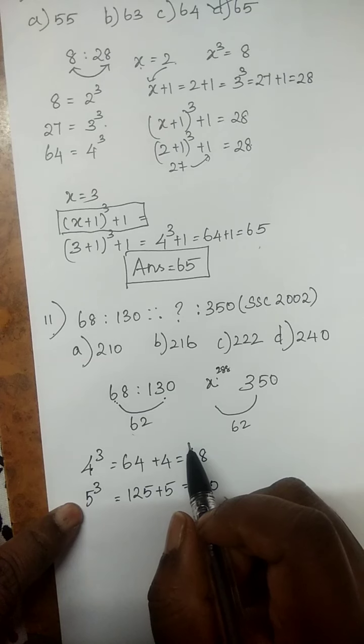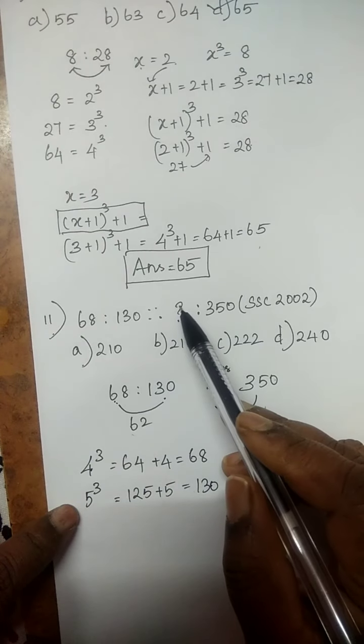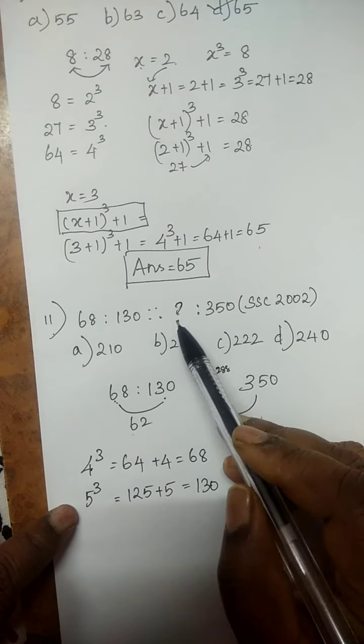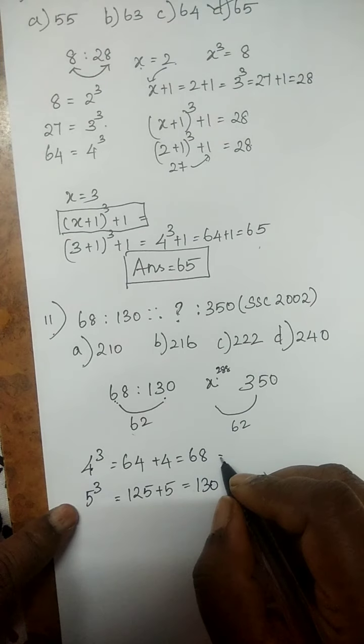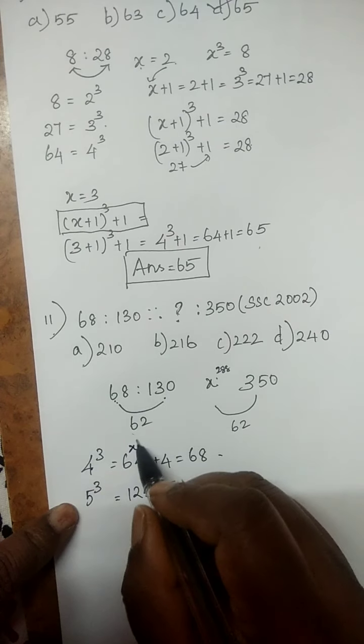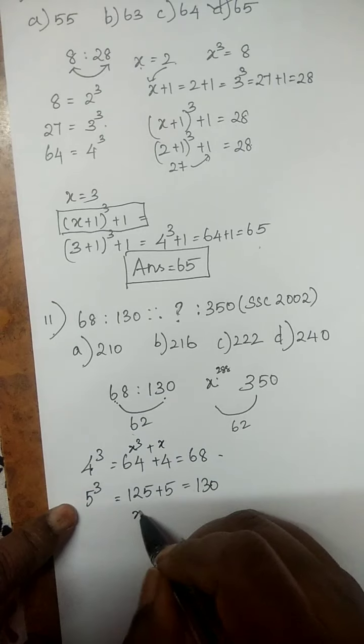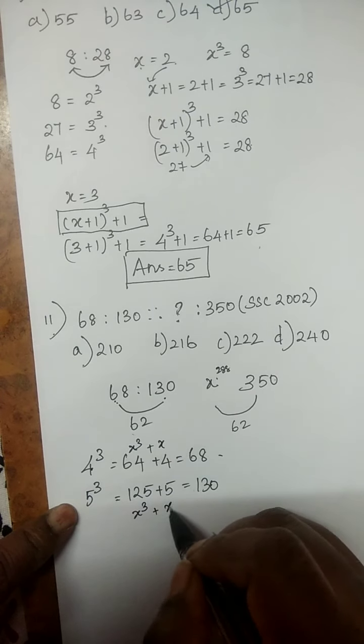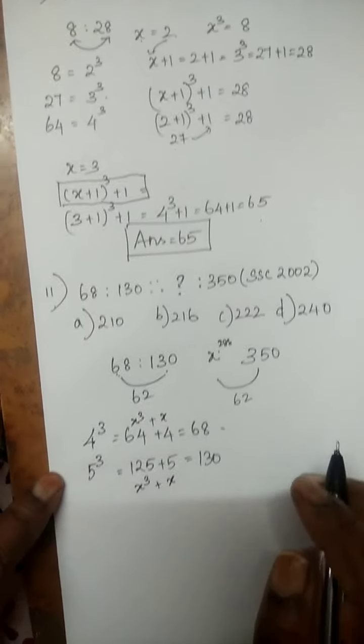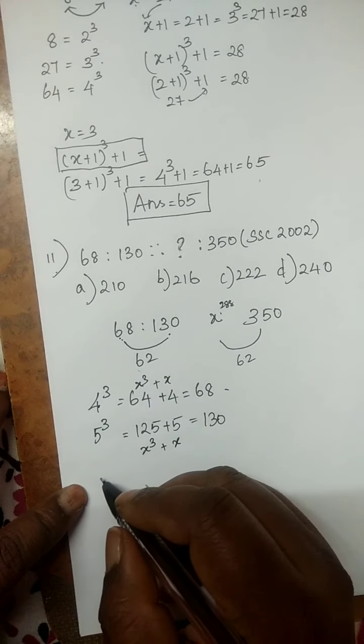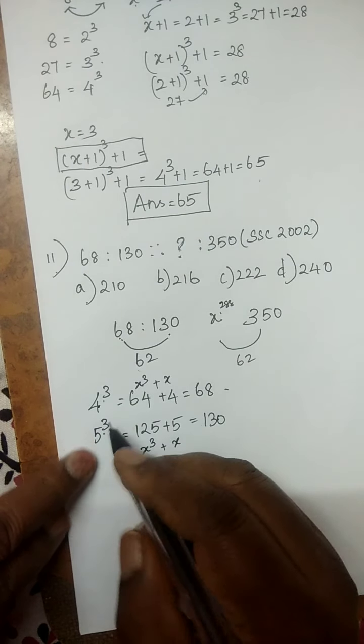Similarly, we have to find this question mark answer. So the formula behind here is x cube plus x. Here also x cube plus x. X is a variable. The number will vary. So now we have 4, 5.